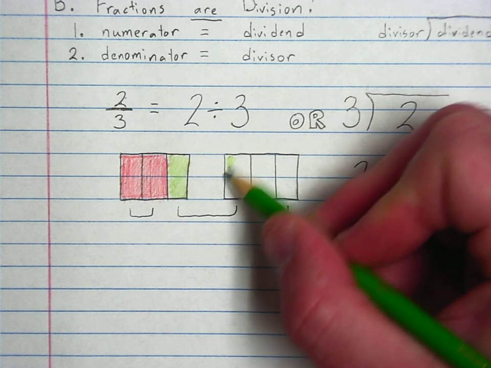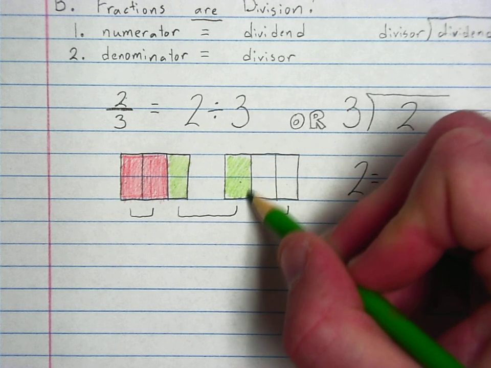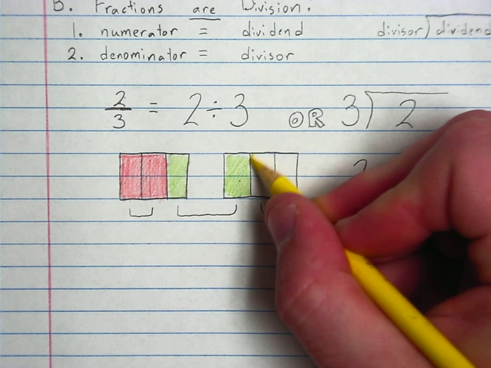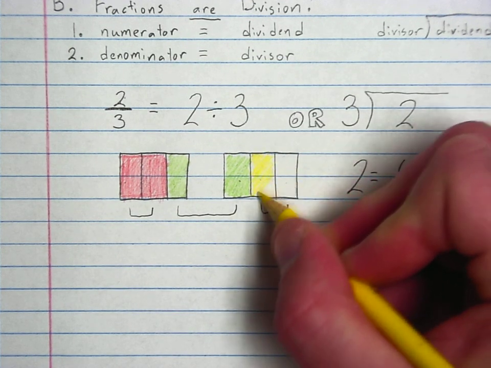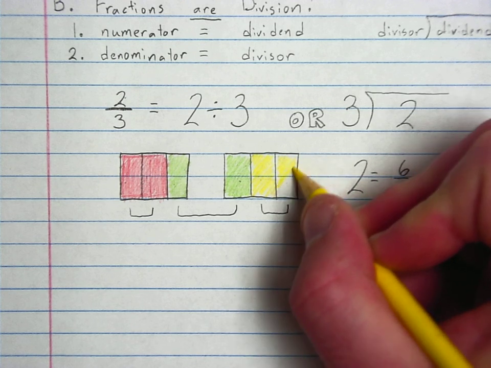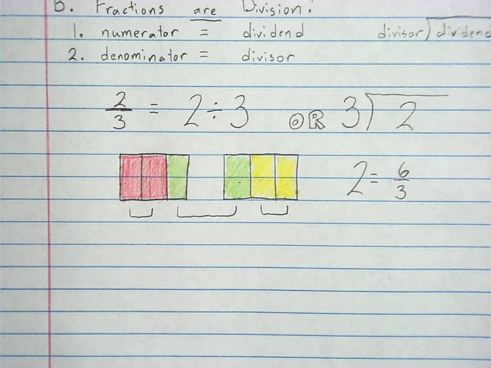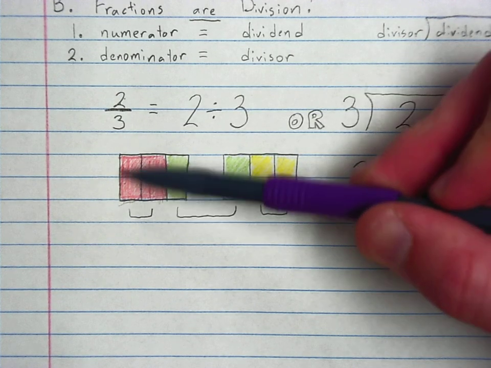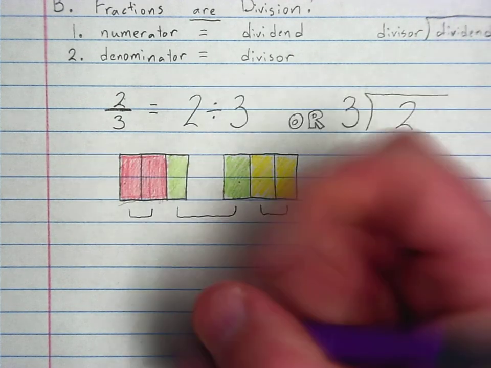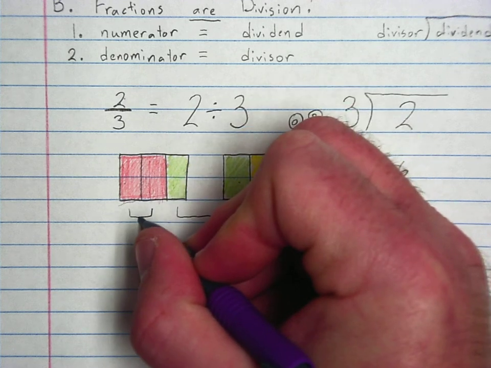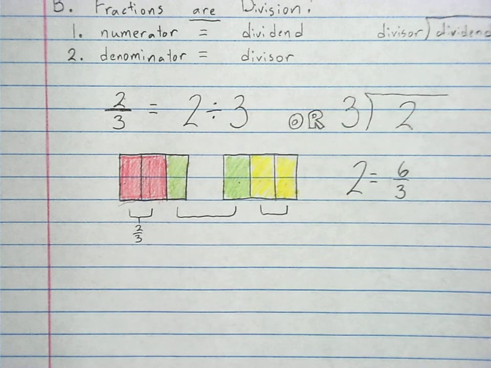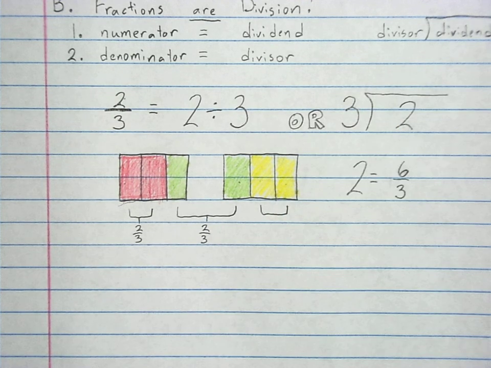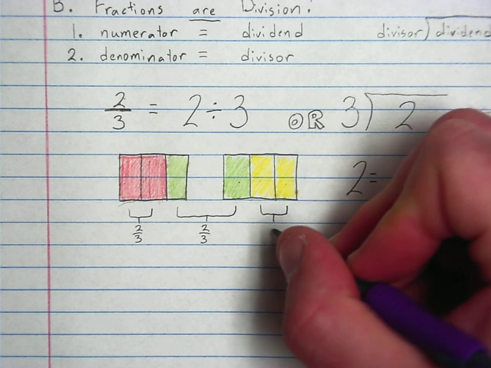The next group's a little trickier because it splits across both of them, but I'm going to combine this and this. That's a group. And then the last one, this and this. Okay. If you look at each of these thin slivers as a third, that's 2 thirds. There's 2 thirds. There's 2 thirds.